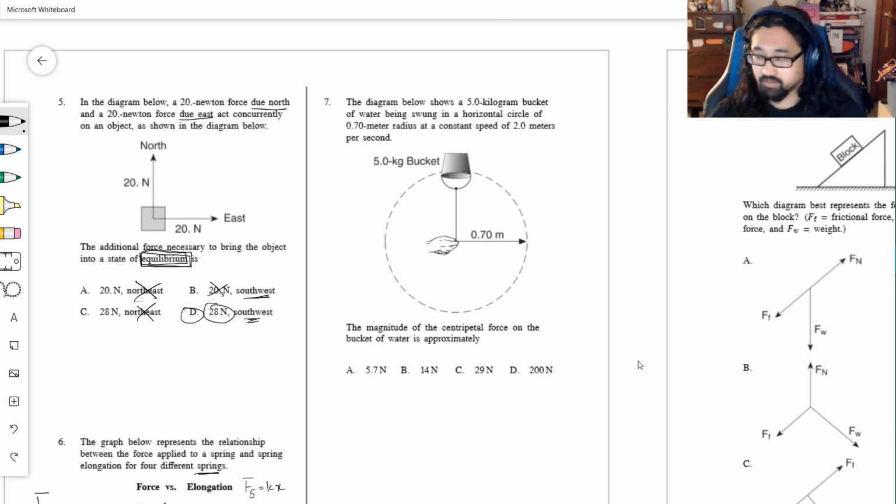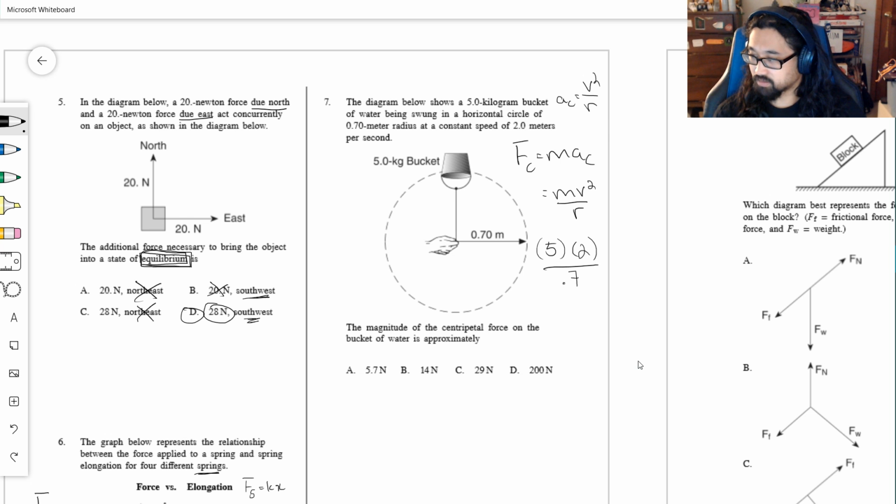number 7 is a circle. Right. I'm just taking advantage of the fact that the centripetal acceleration is v squared over r, so I'm substituting. I know that I have 5 grams. I know my velocity is 2 meters per second. I know that I have to square that, so 5 times 4 is 20, divided by 0.7. 20 divided by 0.7 is almost 30. That's choice C.